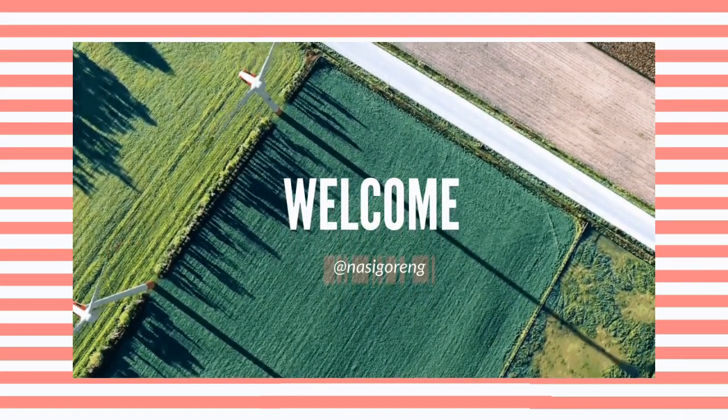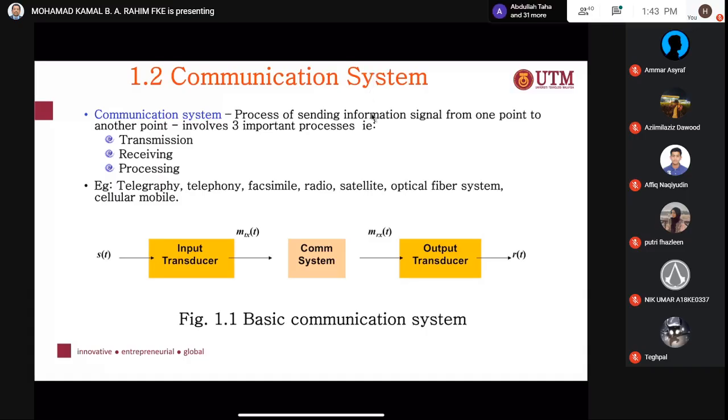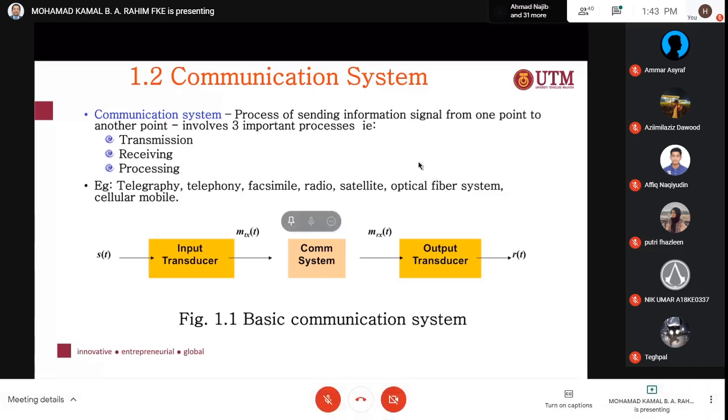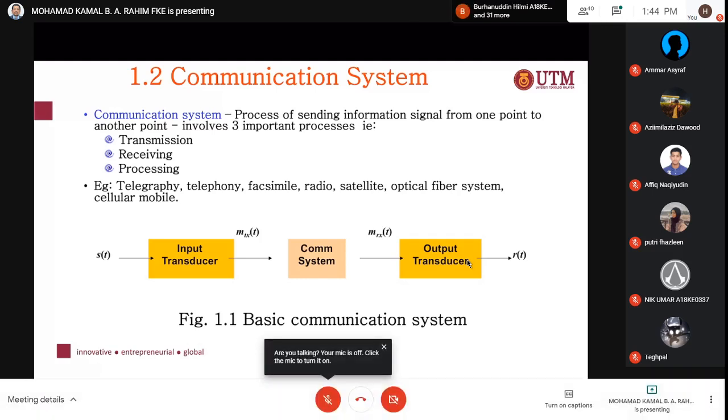Mediums that you are going to submit or send your information. The example here is telegraphy, telephony, facsimile, radio, satellite, Wi-Fi, 3G, 4G, 5G, and so on, cellular systems. So in this case, as you can see, we are going to send the information. The most important thing here is that you want to send the information.